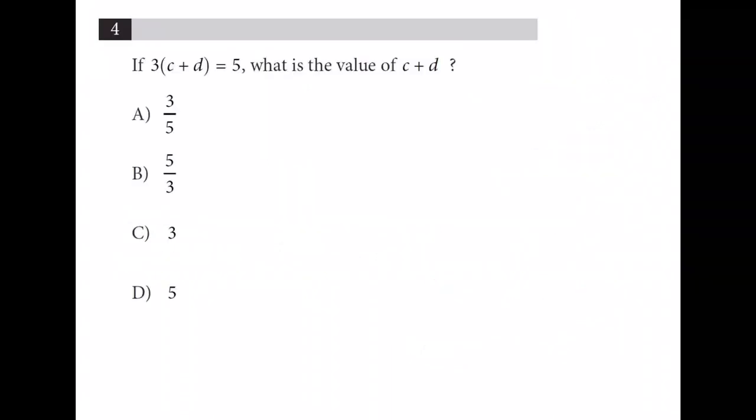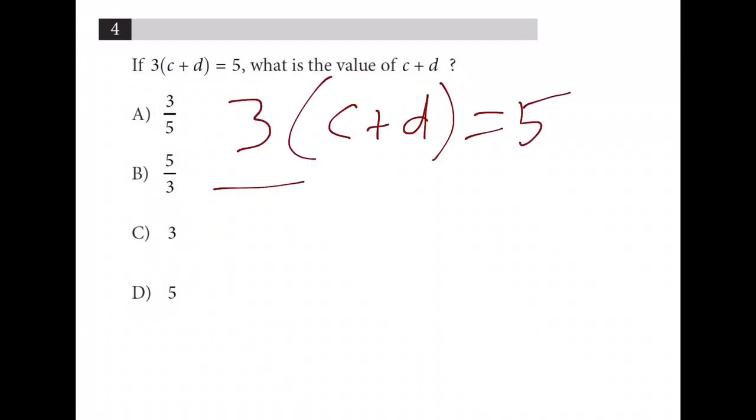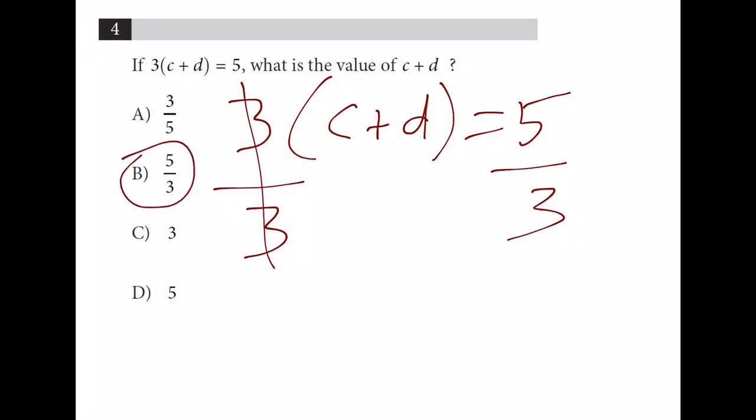Number 4. If 3 times the quantity c plus d is equal to 5, what is the value of c plus d? We can divide both sides by 3, and this cancels out the 3 over 3 on the left, because that's just 1. And this quantity c plus d is equal to 5/3. B.